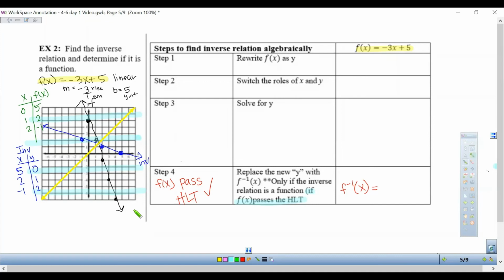We're going to do this algebraically to determine our answer. So notice that our graph, the blue graph, is what we're going to figure out the equation for, is also a line. So I know that I should get a linear equation as my answer. Our first step to solve an inverse algebraically is we're going to rewrite f of x as y. So we're literally just going to change this to a y. So y equals negative 3x plus 5.